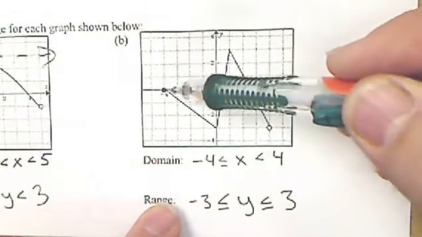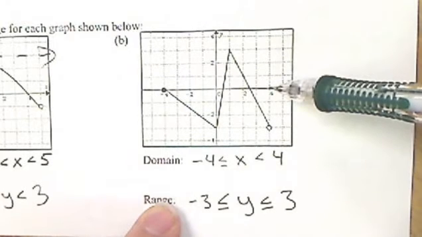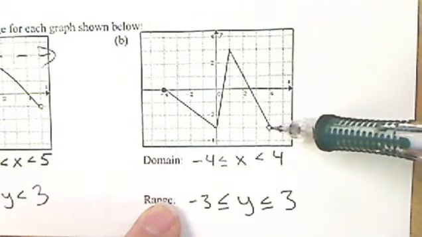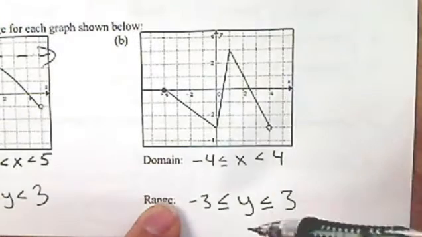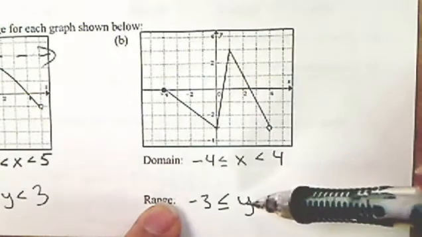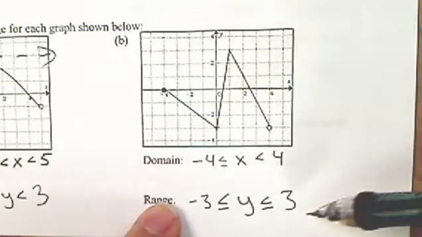I have from negative 4 all the way to 4 for my x's. It cannot equal 4 here, but it can equal negative 4. My y's, my lowest y is right here at negative 3, and highest is up here at 3.